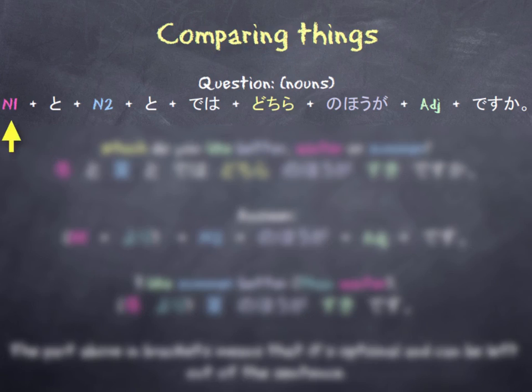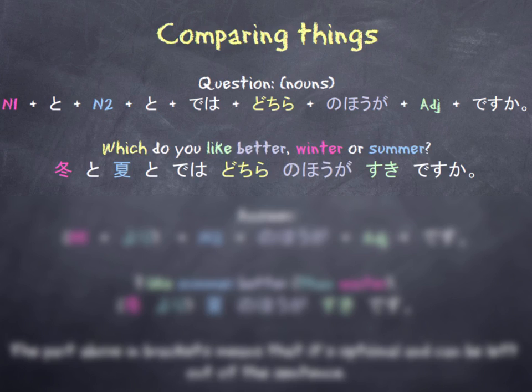We start with our first noun followed by to, our second noun followed by to, and then we attach this phrase de wa dochira no hou ga, and we put in an adjective and we finish with desu ka. So for example, which do you like better, winter or summer? Fuyu to natsu to de wa dochira no hou ga suki desu ka?